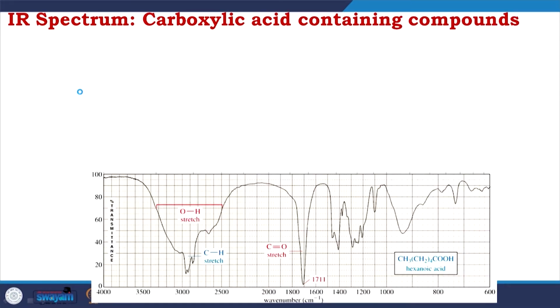Coming to carboxylic acid. So, this is the carboxylic acid containing compounds. If you see carboxylic acid, you get a carbonyl, you get a hydroxyl. So, you get this OH and you also get the CO. These are the main ones, but you also get a CH stretch here.